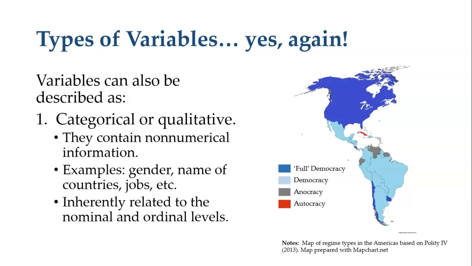In such a way, variables such as gender, the name of countries, jobs, etc., are what we call nominal or ordinal variables. Remember, for instance, our map, based on the dataset of Polity4, which is based on regime types, that we had 4 categories to describe a regime type in the world: full democracies, democracies, anocracies, which are kind of semi-authoritarian regimes, and autocracies that are like dictatorships.